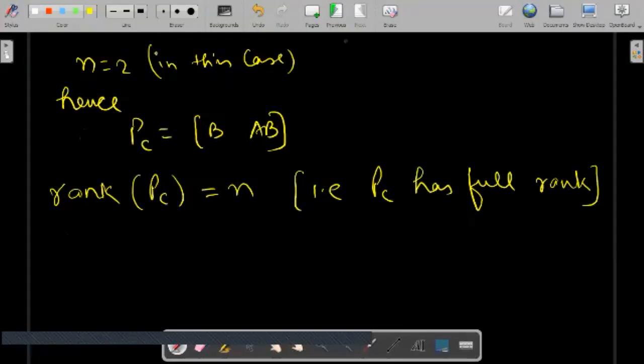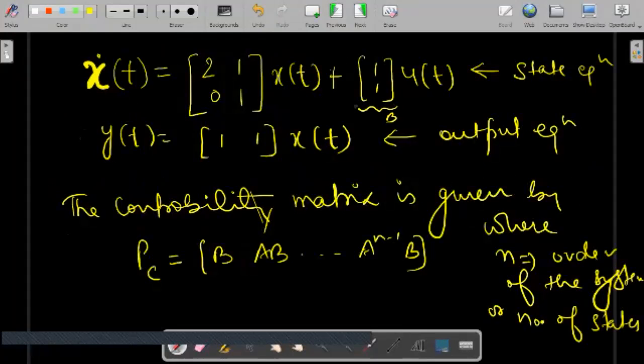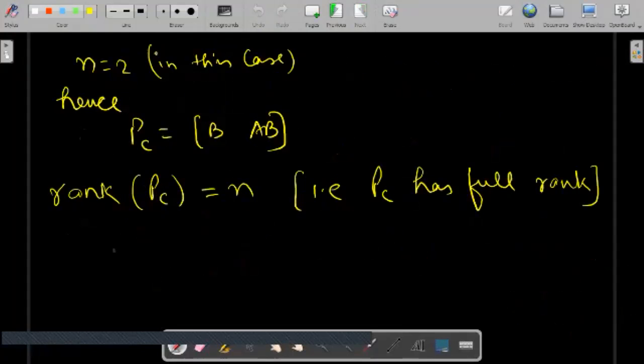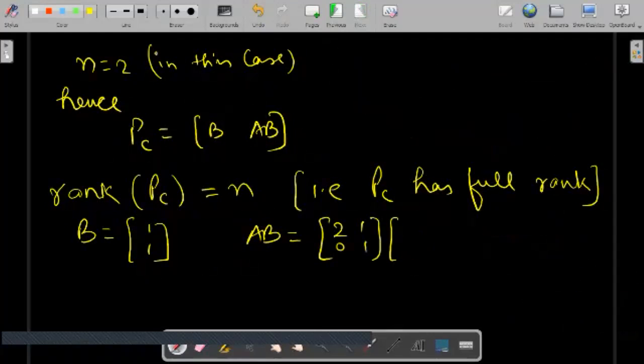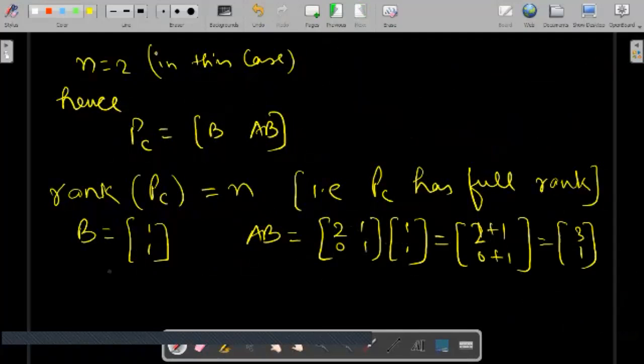So let us check it out. Now B is given as [1 1], so this is basically B. Here this one is A and this is the C matrix, right? So B is [1 1], it is already given. Now we can calculate AB. So A is the 2 by 2 matrix [2 1; 0 1], and B is [1 1]. So we can do the matrix multiplication: we get 2 plus 1, and 0 plus 1. So 2 plus 1 is 3, then 1. So AB is equal to [3 1]. So from here we can say that the controllability matrix PC is given by [1 3; 1 1].